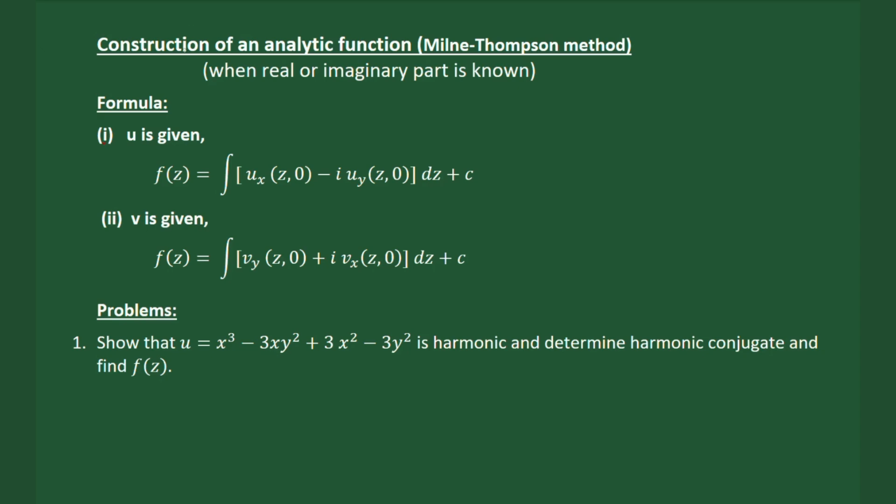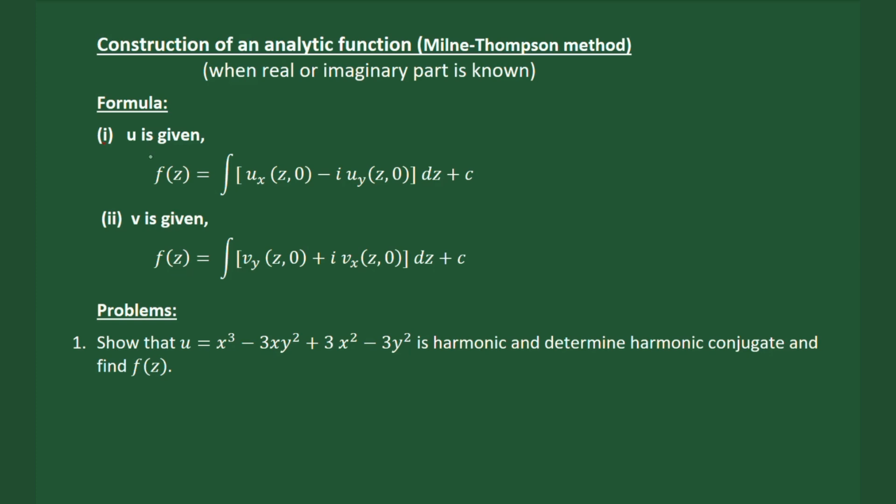In this video, we are going to see construction of an analytic function, that is, how to construct an analytic function when the real or imaginary part is given. This method is called the Milne-Thompson method. Here we need two formulas. One is when u is given, what is the formula to find the analytic function f of z. Similarly, when v is given, what is the formula to find the analytic function f of z.